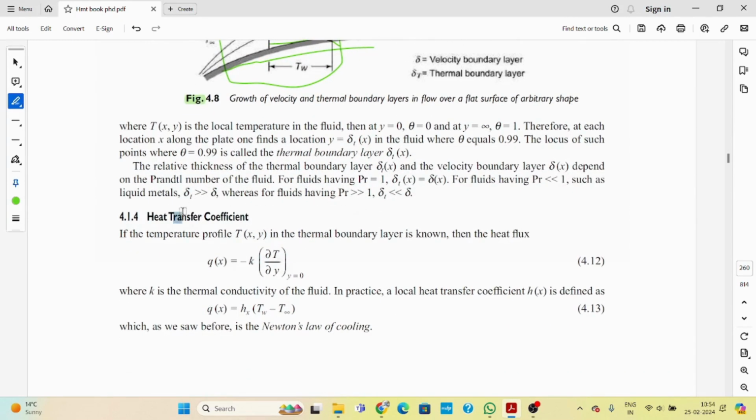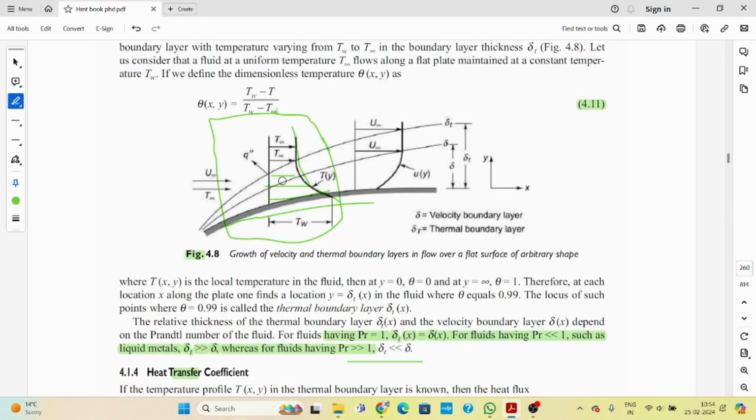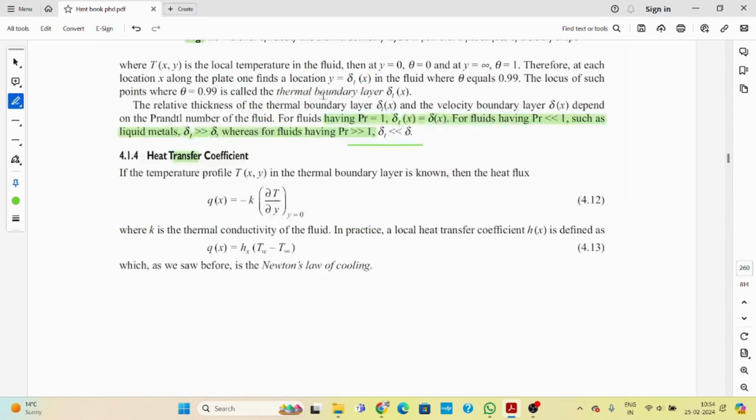And also you can see here delta T, the thermal boundary layer. It is defined based on the Prandtl number. For the thermal boundary layer, the Prandtl number is an important parameter. For the thermal boundary layer, the Prandtl number is important to know the characteristics of this fluid, and what changes happen in the boundary layer, the thermal boundary layer.